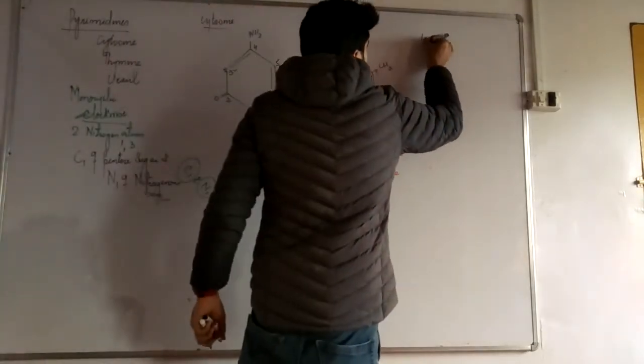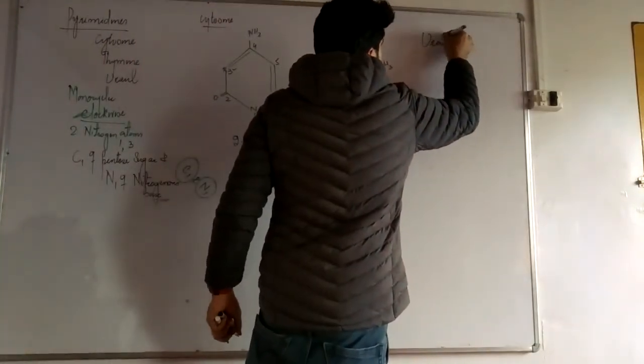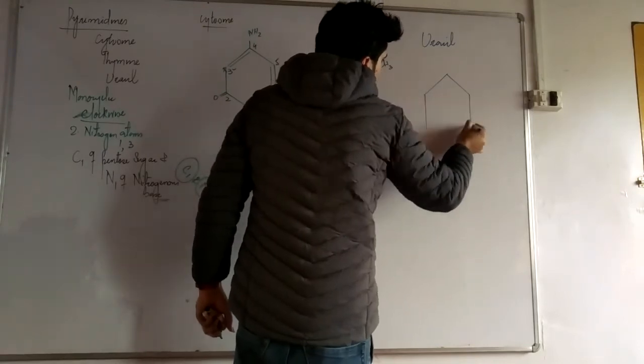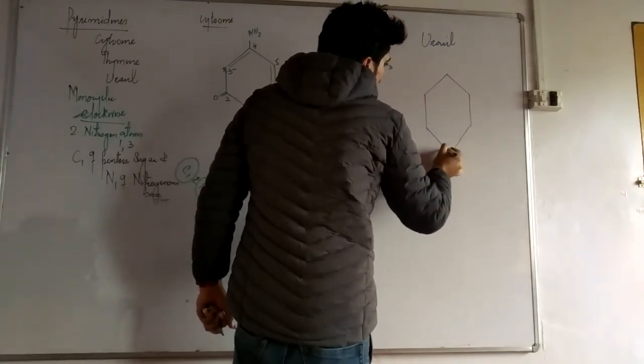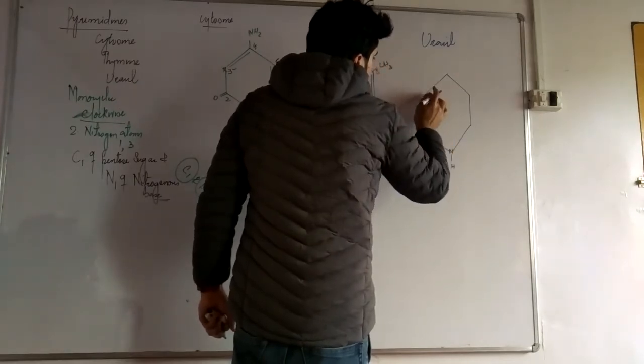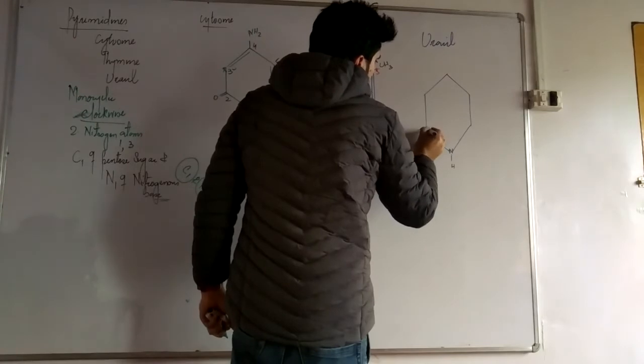The next one is uracil. Uracil has a similar structure, the only difference being the absence of a methyl group. So if we have a nitrogen here, it is bonded with a hydrogen. Here we also have the oxo group present.